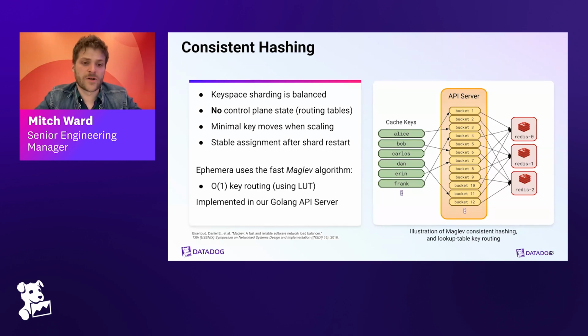Specifically, in Ephemera, we use the fast Maglev algorithm. I have cited the paper down below, but one of the nice things about it is it has constant time key routing. If we look on the next slide, what we see is that we have a cache key, in this example, Bob, and that gets hashed to a certain virtual bucket in the API server. And then based on the lookup table, we know to immediately route that to the Redis 2 endpoint. So this works really well for us. It's implemented in our Golang API server. And yeah, that's what I wanted to share there.